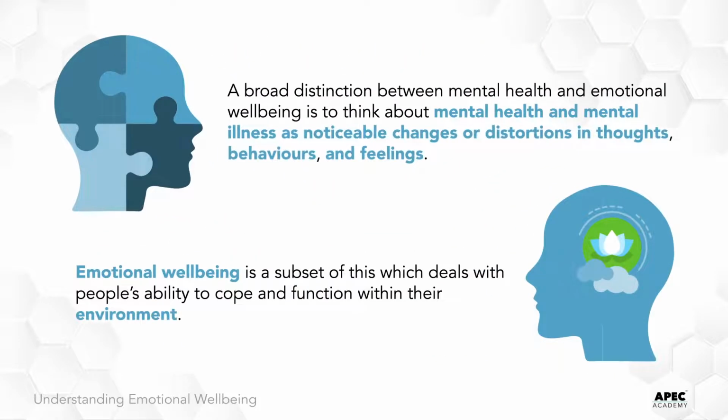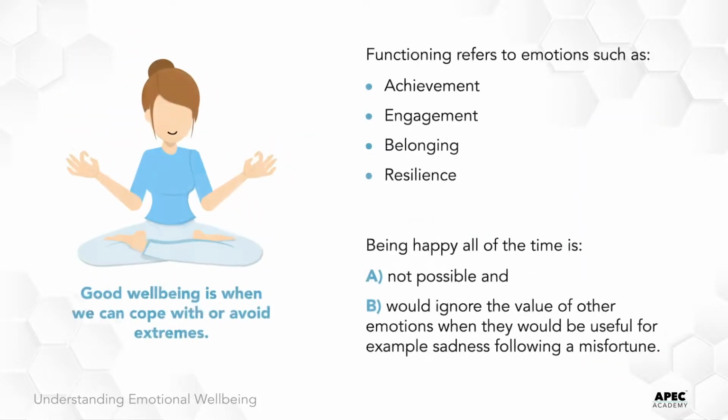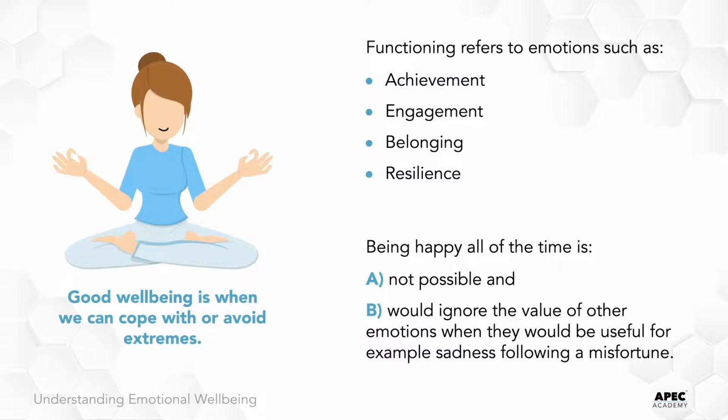A broad distinction between mental health and emotional well-being is to think about mental health and mental illness as noticeable changes or distortions in thoughts, behaviors, and feelings, whereas emotional well-being is a subset of this, which deals with people's ability to cope and function within their environment. This definition sets out that good well-being is when we can cope with or avoid extremes, as it impairs one's ability to maintain good functioning.